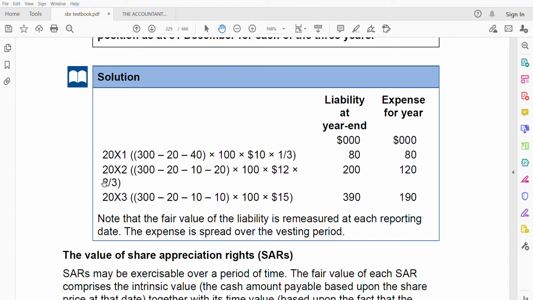You need to know these fractions also. So it's 200, okay, and expenses 120. So definitely you will be getting an expense of 120. Okay, how are you getting the liability at year end as 200? It is simple. With this 80, you add this 120. That means it has increased by 120. So then your liability at the year end becomes 200.